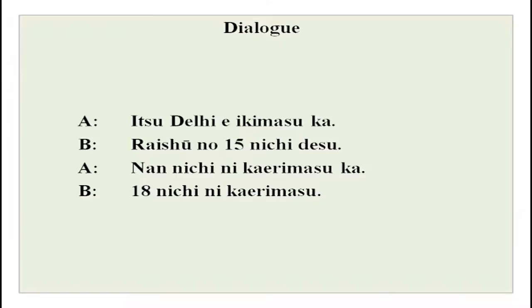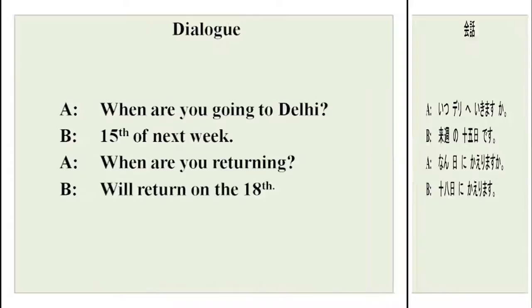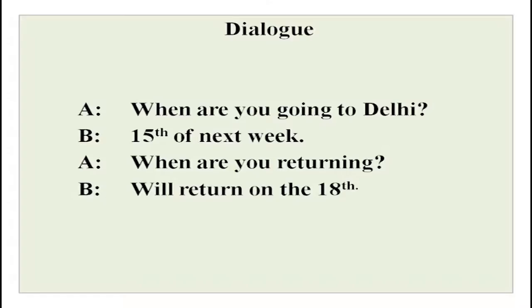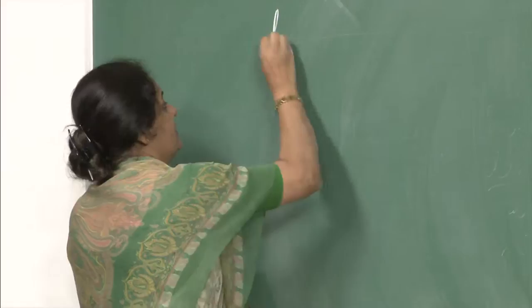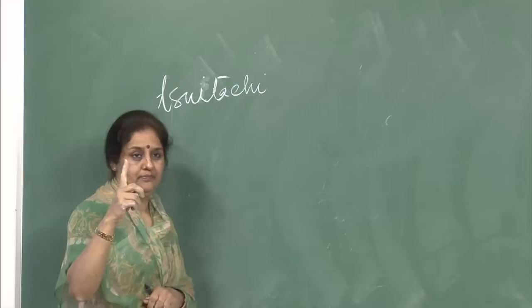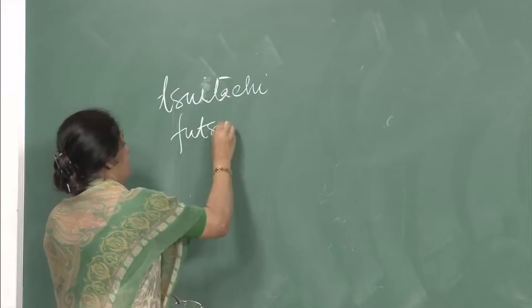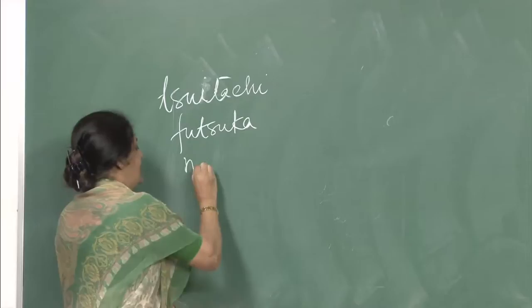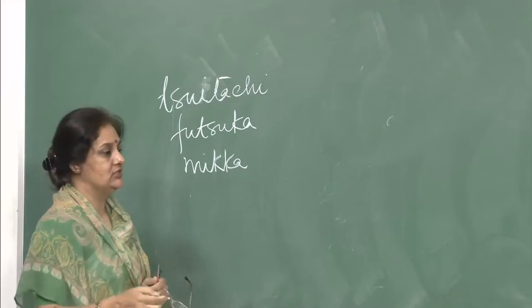Now in this audio, you had something new over here, which was date. Please learn dates. Date is a little different. Suitachi. Suitachi is first of the month. Futsuka. Second of the month. Mikka. Third of the month. And so on. We go till 10. So please repeat after me once and then we'll do it over here.